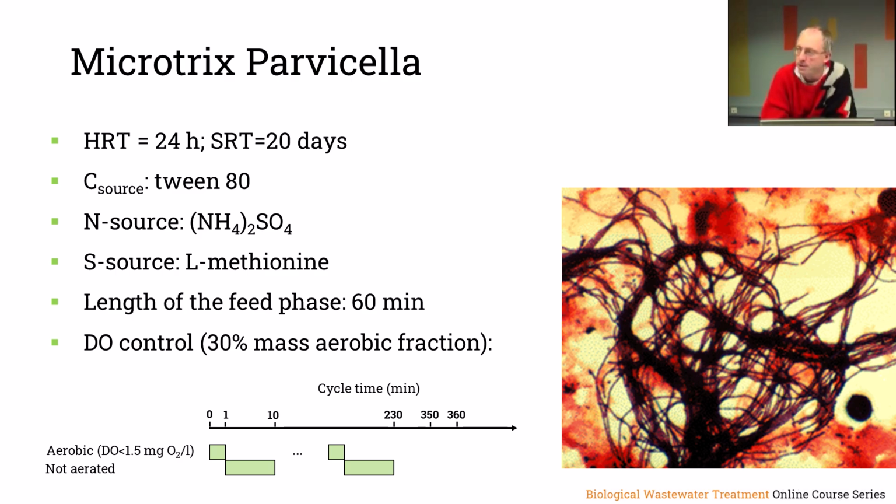Now we know the substrate for Microthrix is lipids. So we give a substrate which contains mainly lipids, called Tween 80, with normal growth medium for bacteria, a particular N source, and a particular sulfur source. The bacteria cannot grow on sulfate. They need methionine for their cell synthesis. And we make a DO control in such a way that in the end we have a 30% aerobic mass fraction, which is similar to carousel and oxidation ditch systems. Under these conditions you indeed can accumulate this organism in a lab scale reactor.